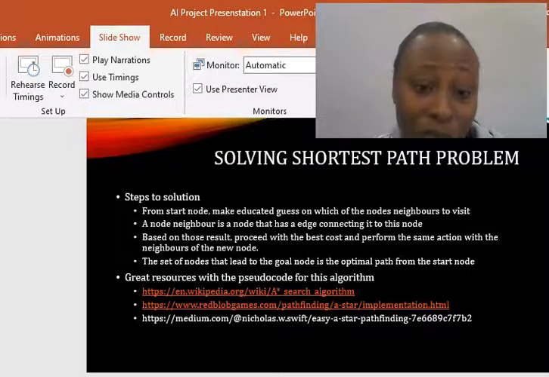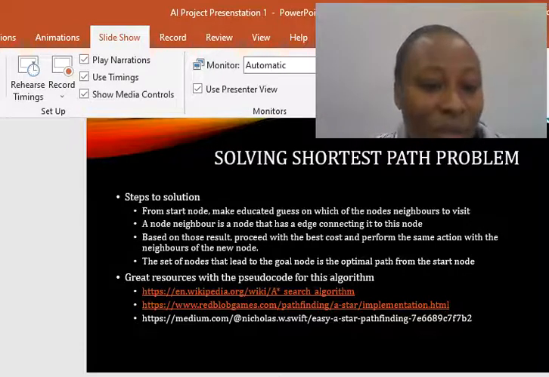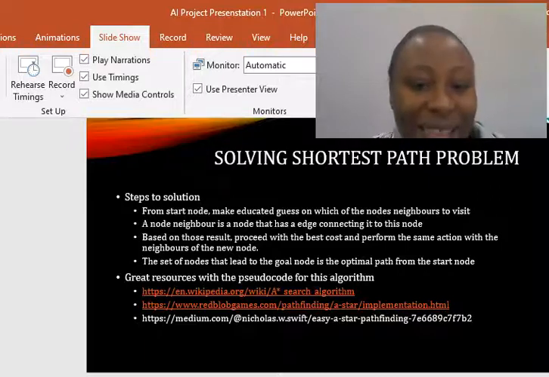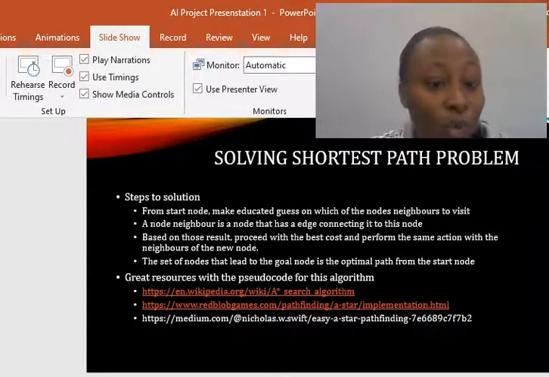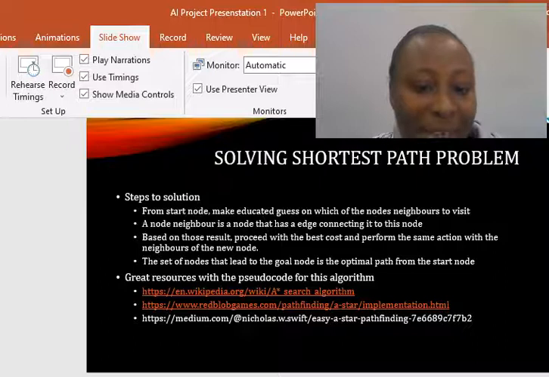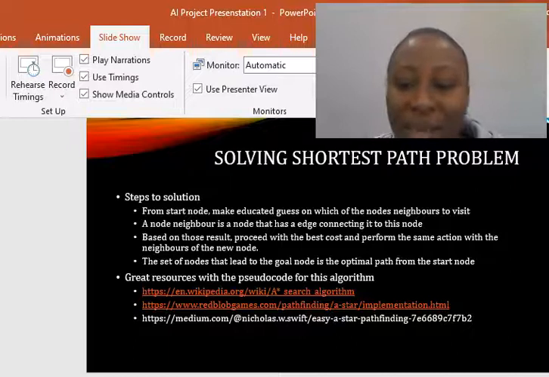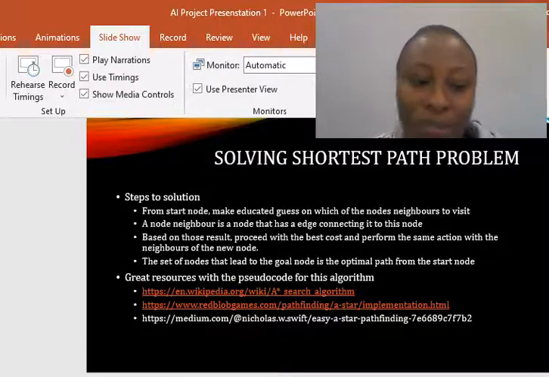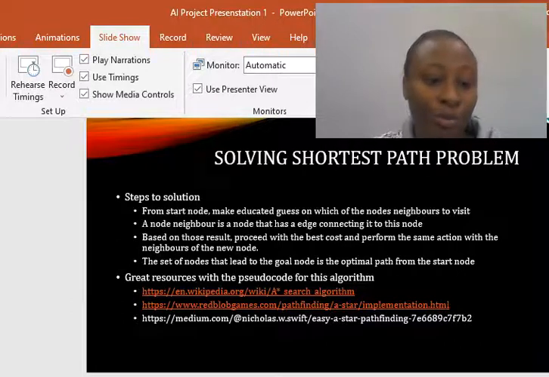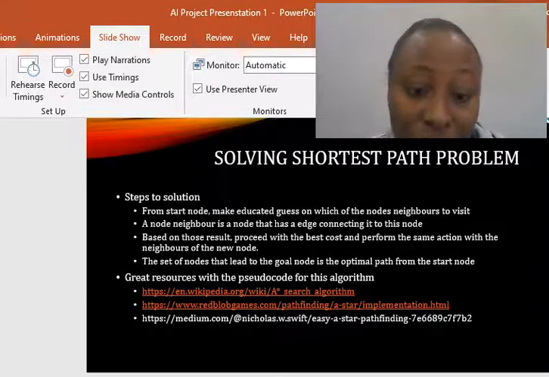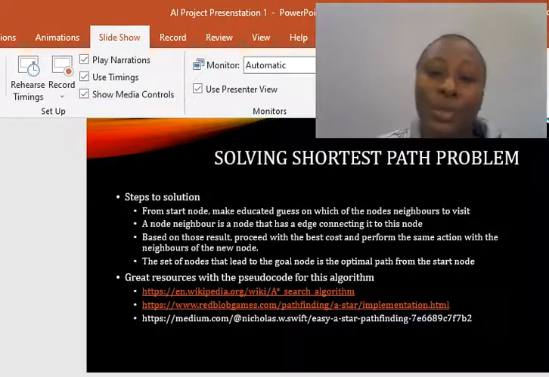Some of the steps involved in solving this problem by implementing the A-star algorithm are as follows. We start from the start node and make an educated guess on which of the node neighbors will be included in the solution. From this result, we proceed with the path that has the best cost and perform the same action over and over. The best cost in this situation refers to the minimum cost. After all of this is carried out, the set of nodes that lead to the goal node is the optimal path from the start node. And here are some great resources that have a pseudocode implementation of this algorithm. You can see it here.